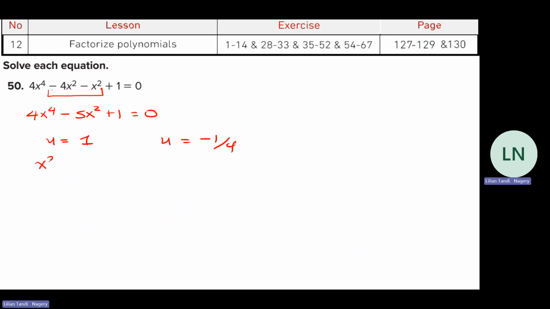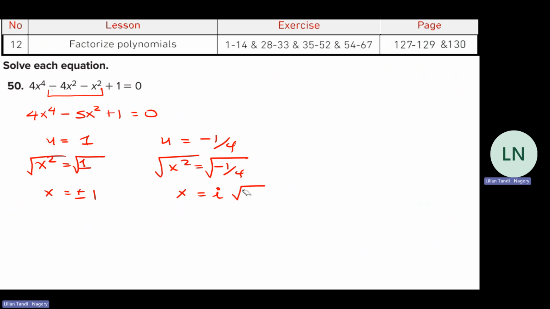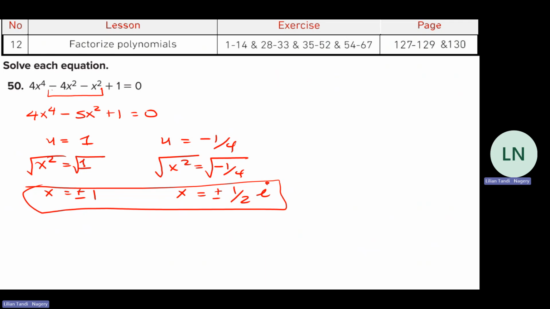Find your x squared equals 1. x squared equals -1/4. You should have 4 roots. So x equals plus or minus 1. x equals i square root of 1/4, which is 1/2 i. So it's going to be plus or minus 1/2 i. Here are your 4 roots.